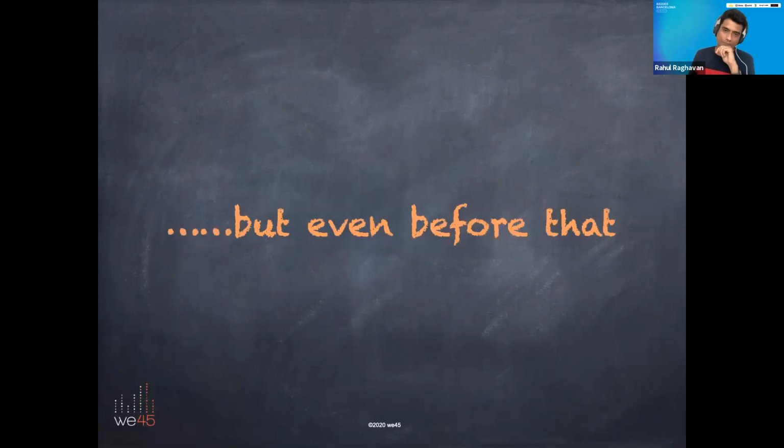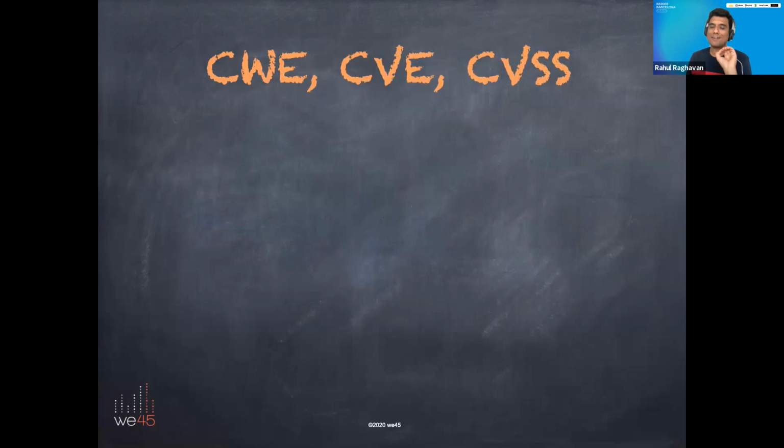But even before that, I know that this is a BSides forum. I know there are a lot of accomplished engineers here, a lot of us who have been in the security world for a while, but trust me, it is really important that we understand the difference between these three concepts, because the number of times that I've had people confuse these three concepts is quite significant. So before we start looking at what the vulnerabilities are, let's take a look at what CWE, CVE, and CVSS are, because I think this is very important for us to move further.